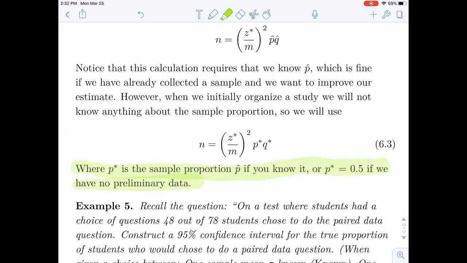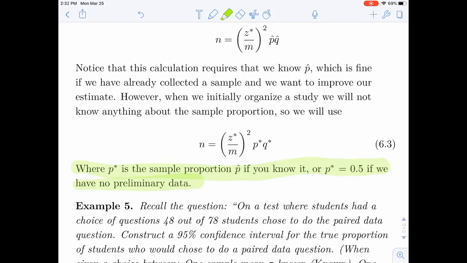Or if you have no idea and you're just setting out to do this study for the first time, you have no preliminary data, then you use a 50-50 split between the two groups. And so then you're going to use just 0.5. And the reason we use 0.5 is a 50-50 split is what's going to give you the biggest possible estimate, right? And so that makes it the most conservative estimate, because while it's going to probably overshoot the sample size you need by a little bit, we'll do a comparison of the two and notice that it's not actually that big of a difference.